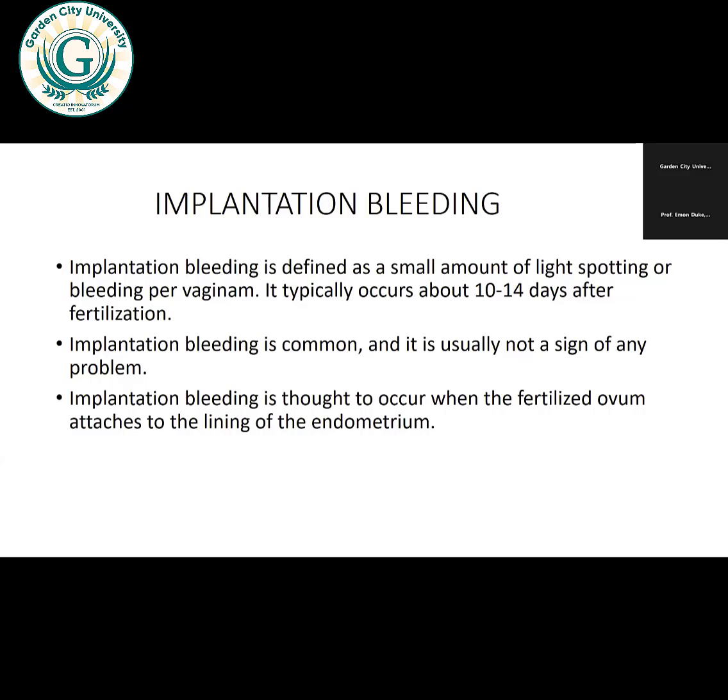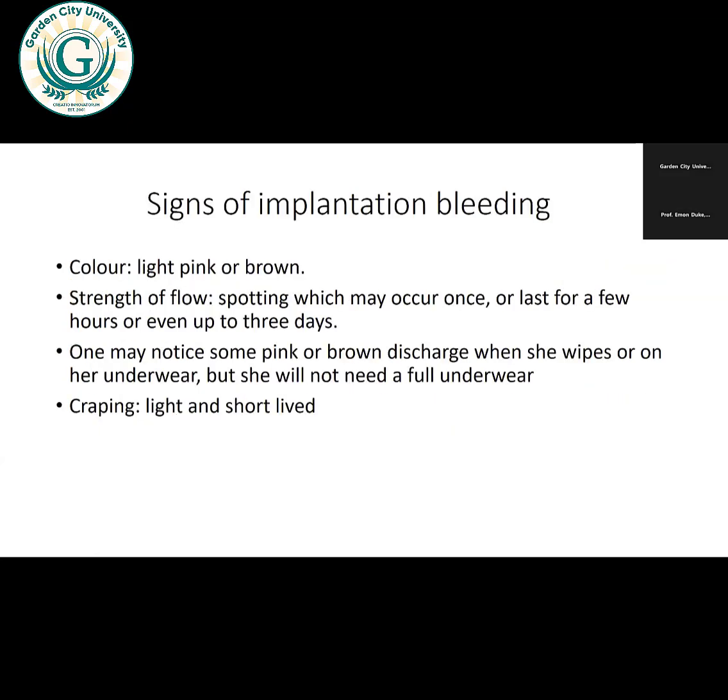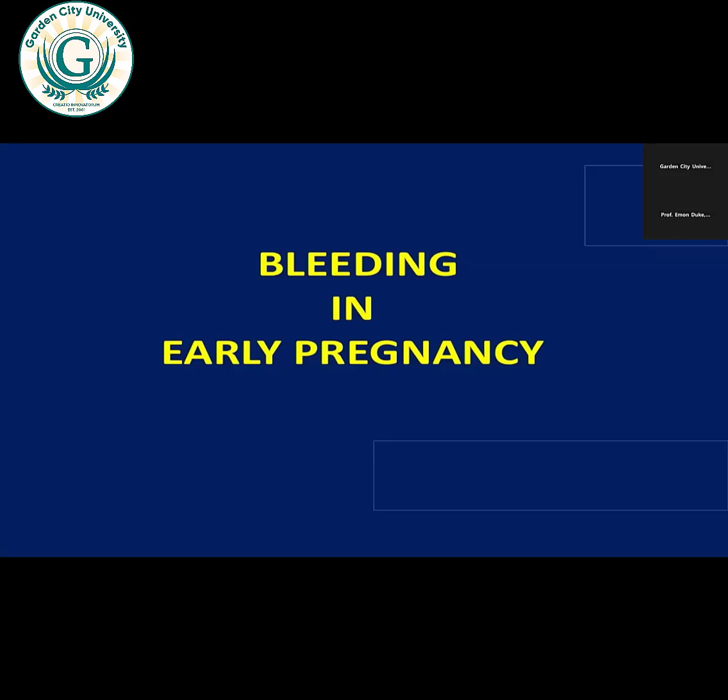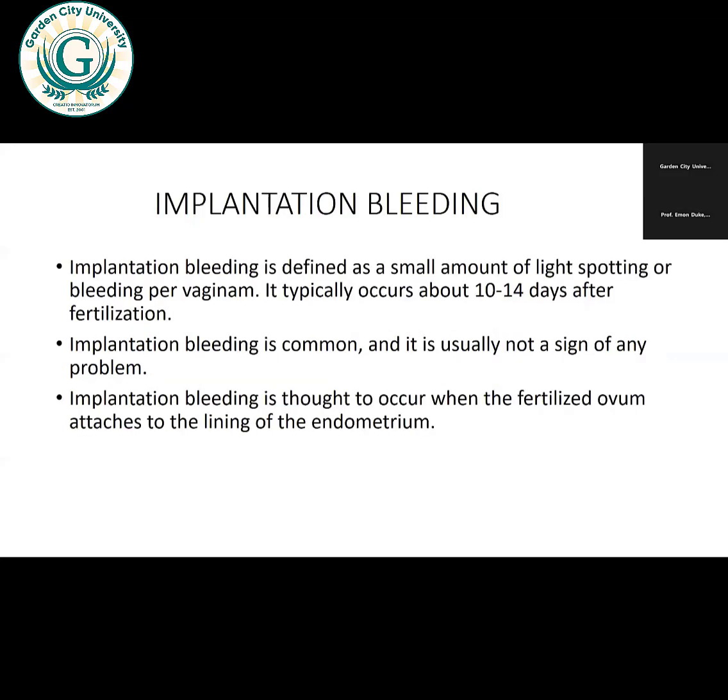We also will discuss implantation bleeding, which we had said that one could mistake it for bleeding for abortion or threatened abortion. Then we come to bleeding in early pregnancy proper. So what is implantation bleeding? We all know that implantation bleeding is a small amount of light spotting or real bleeding per vaginum. It occurs mainly about the 10 to 14 day after fertilization.